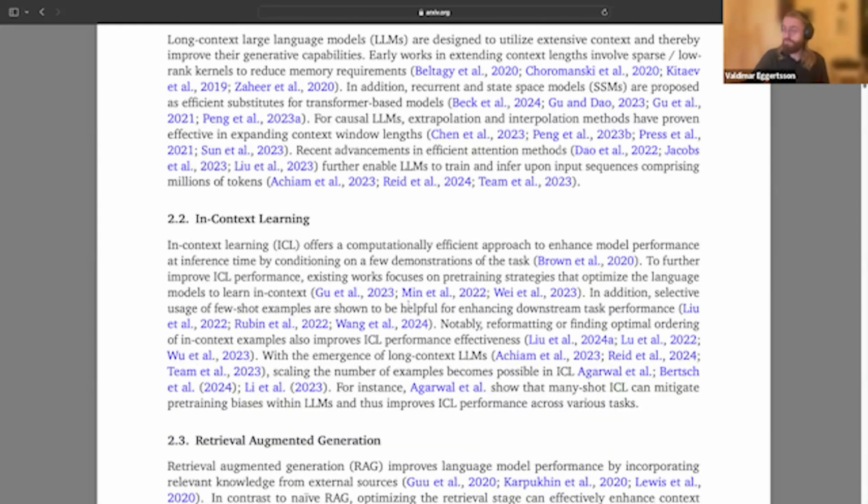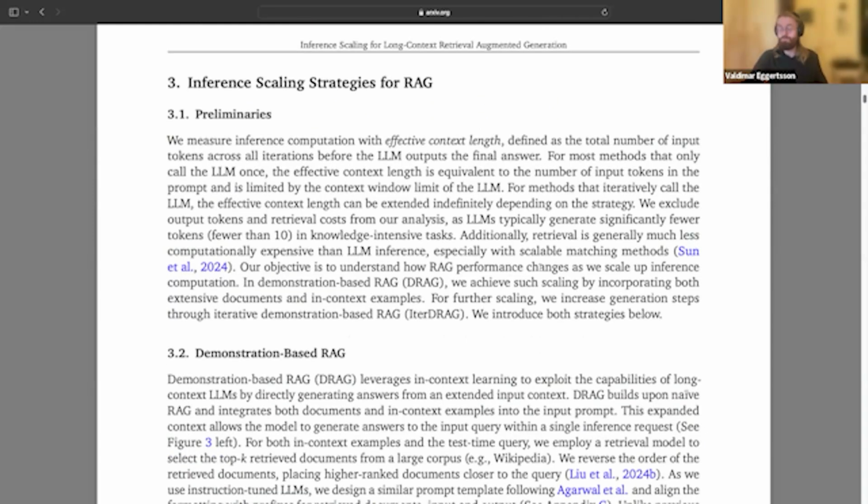And I'll just jump into chapter 3 about the methods. Unless there's some question or comment by now. Yeah, Voldemort, we have a question from Mahmood, right? Do you see that in the chat? Do you feel that the use case for iterDRAG and hybrid RAG are different?